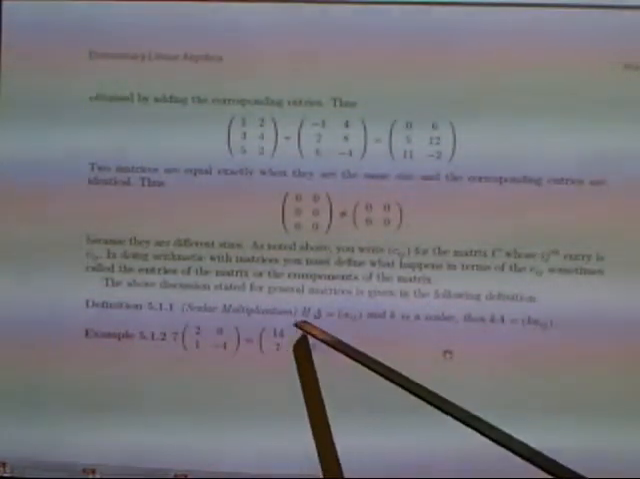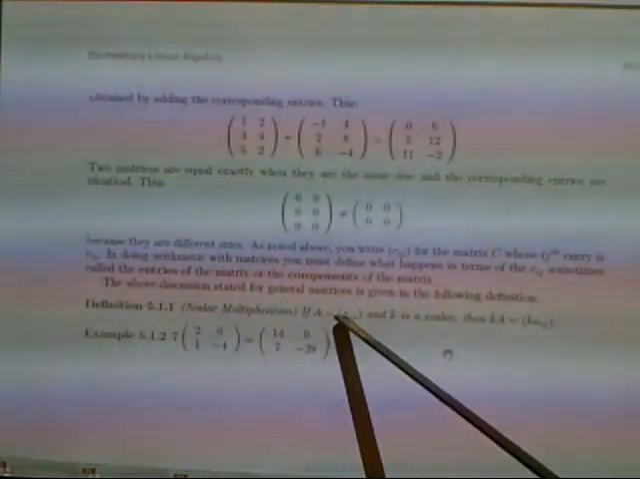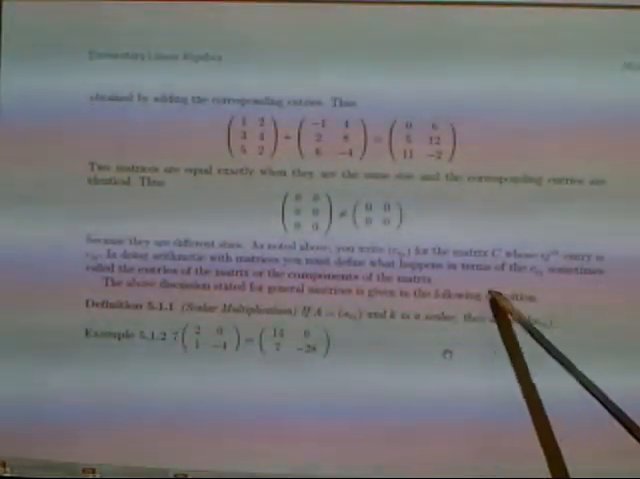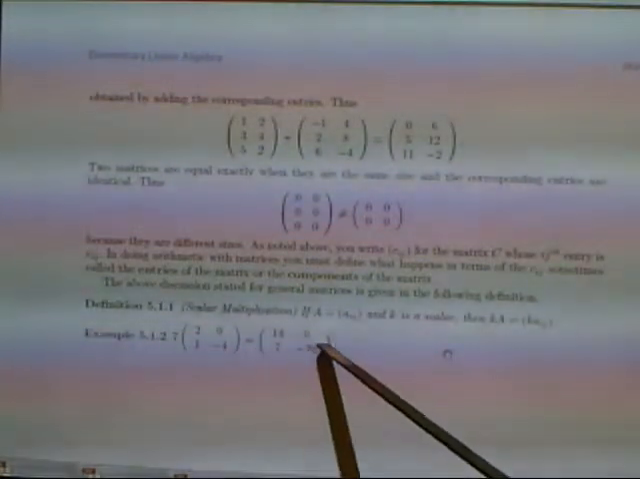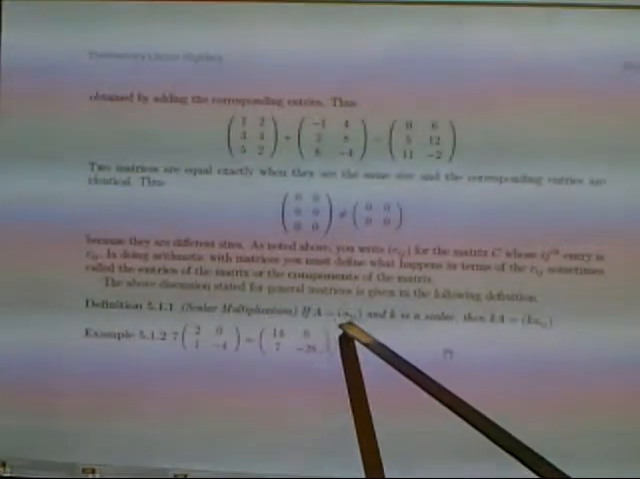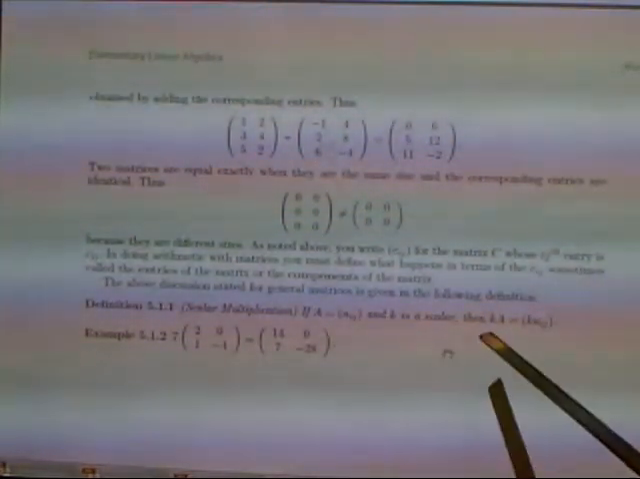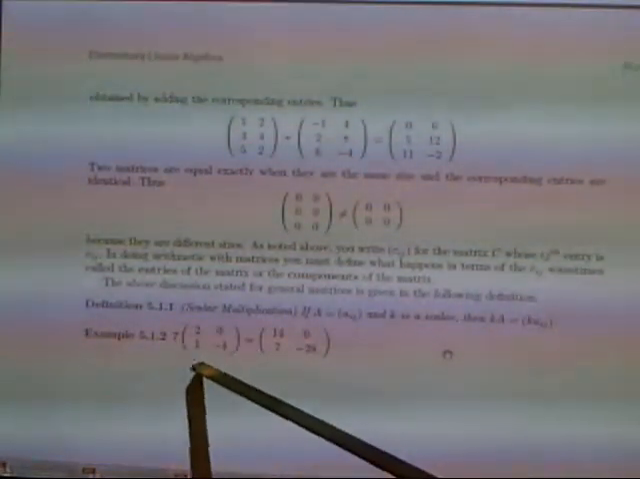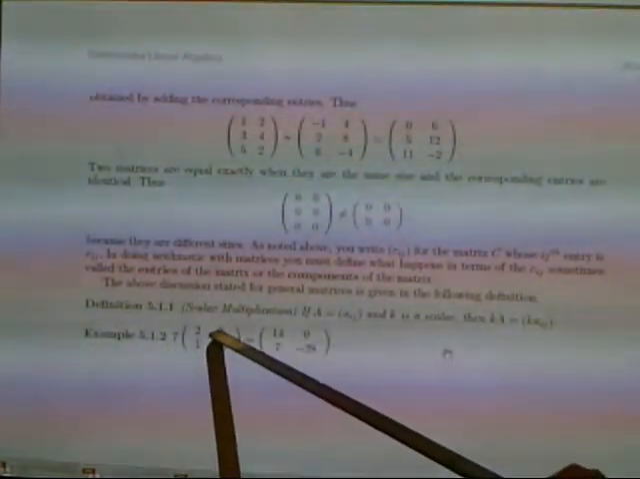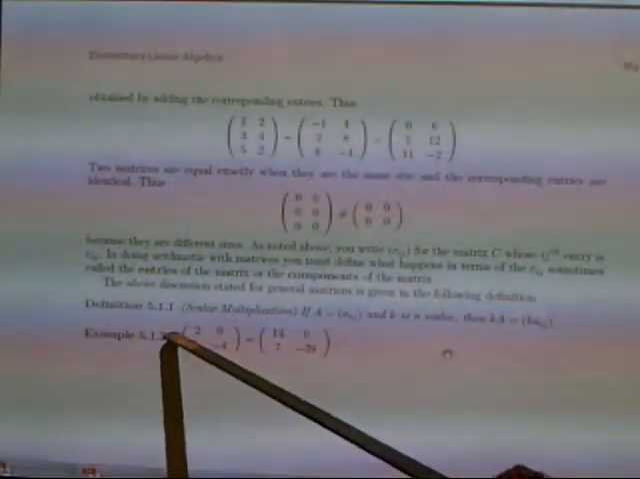So this is the equation for scalar multiplication. For a matrix A and a scalar K, we write K times A. Therefore, 7 times 2 is 14, 7 times 0 is 0, 7 times 1 is 7, and 7 times minus 4 is minus 28. Each element of the matrix is multiplied by the scalar.